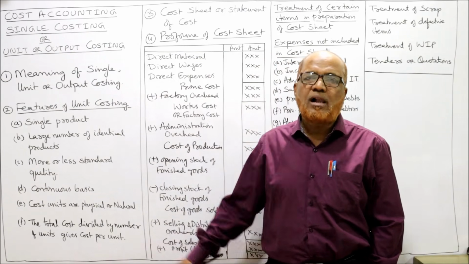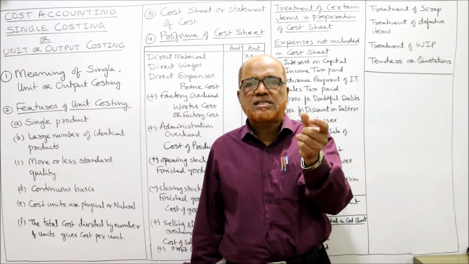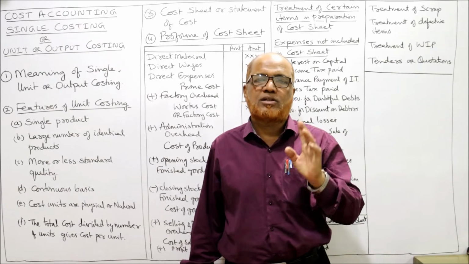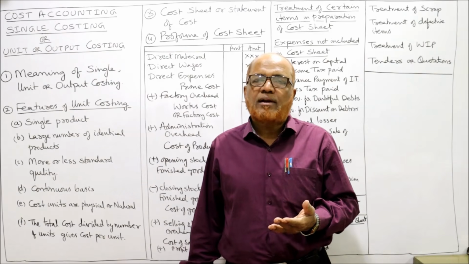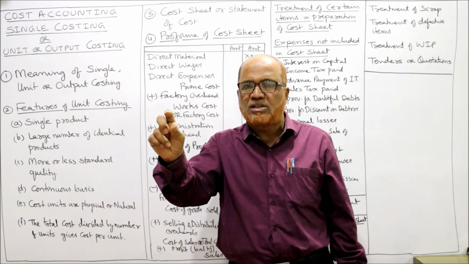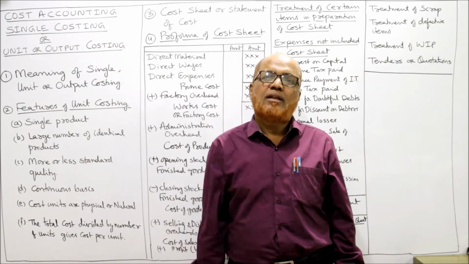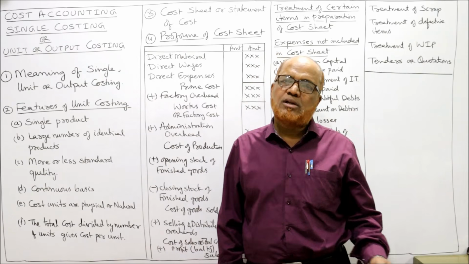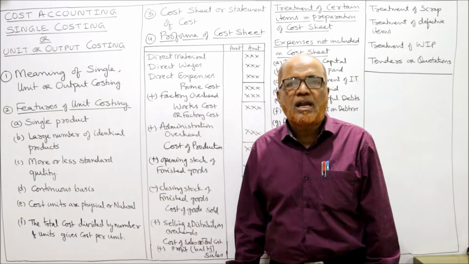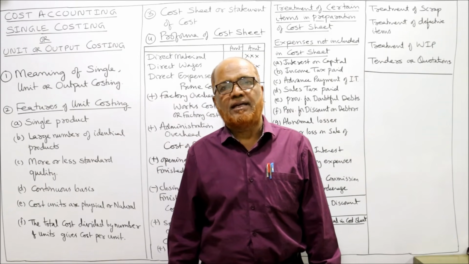So in this single or output costing, we need to find out the total cost as well as the cost per unit. How do we calculate cost per unit? First we find out the total cost, then divide it by the number of units produced during the period. That will give you the cost per unit. So these are the features of the industries where this method of costing will be applied.